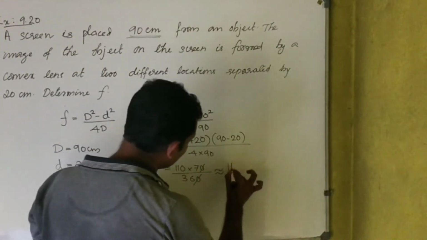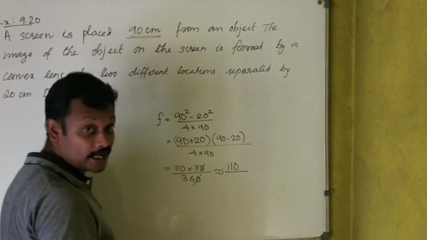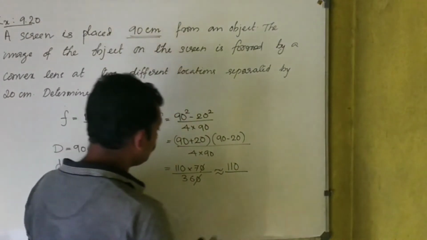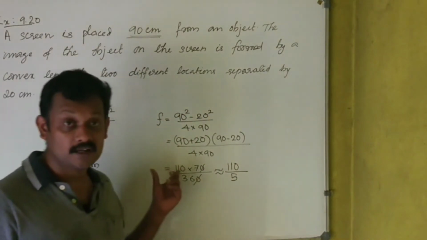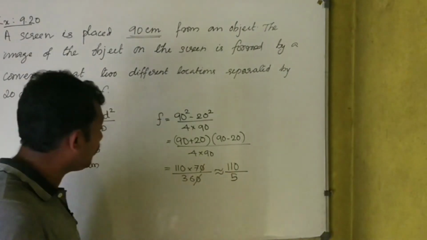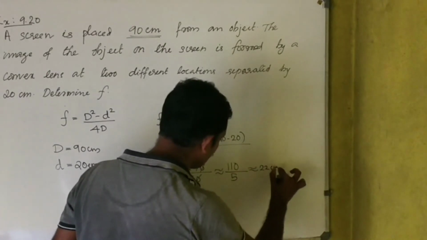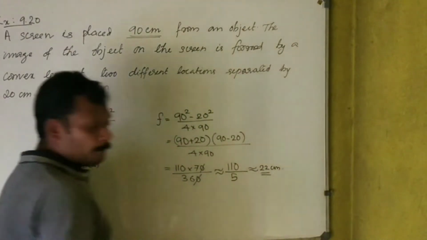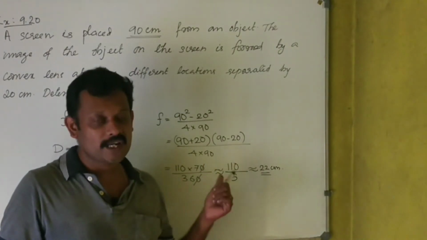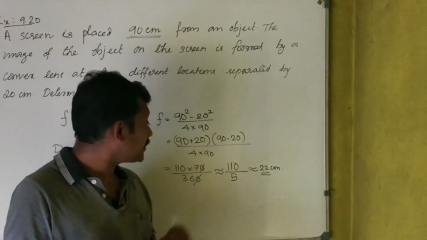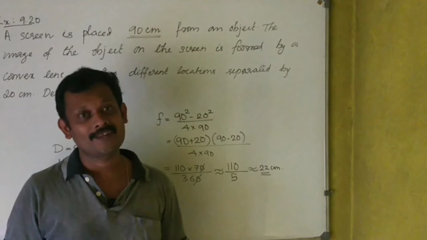I am going for an approximate method. 110 divided by 36 by 7, 36 by 7 is around 5.14, so I am just taking it as 5 itself. So 110 divided by 5, you will get this answer as approximately 22 centimeter. But I would say the answer should be something between 21 and 22, so it will be 21 point something. You can calculate the exact value by yourself.